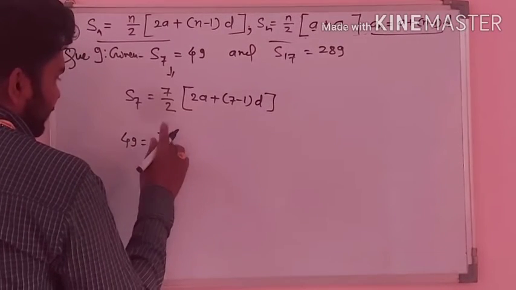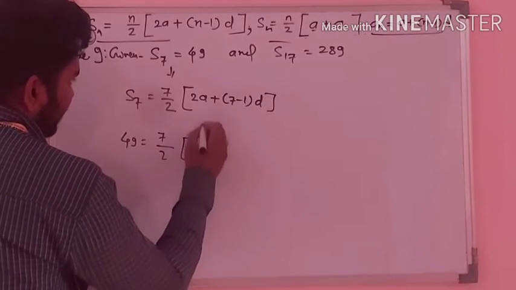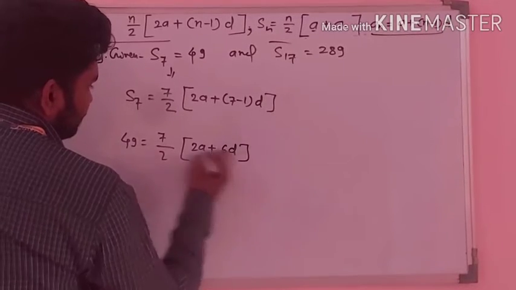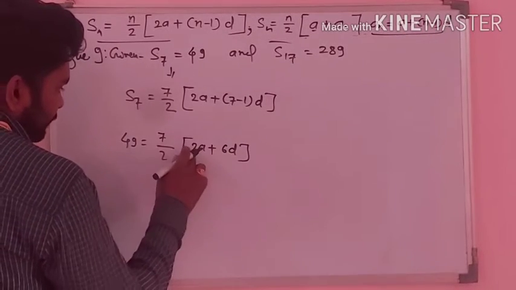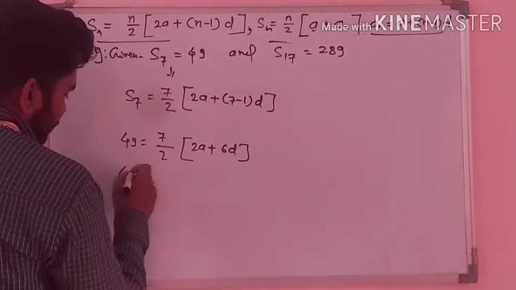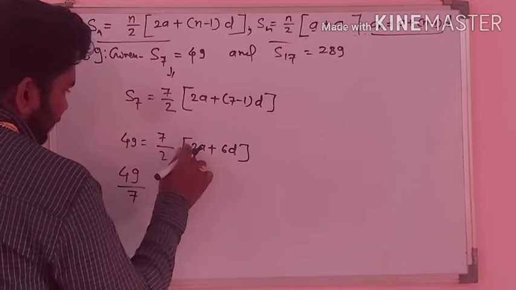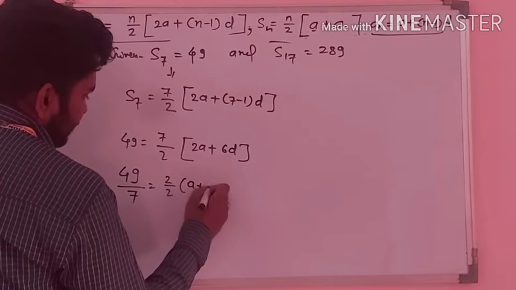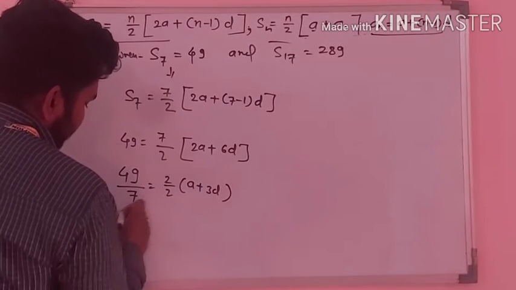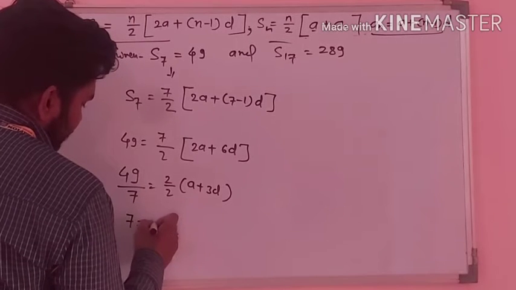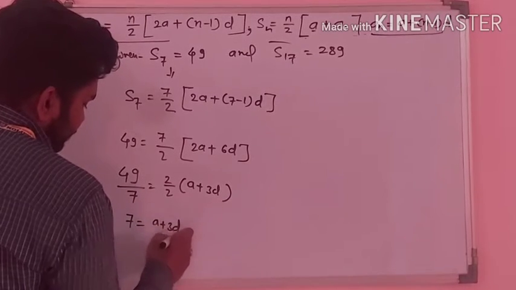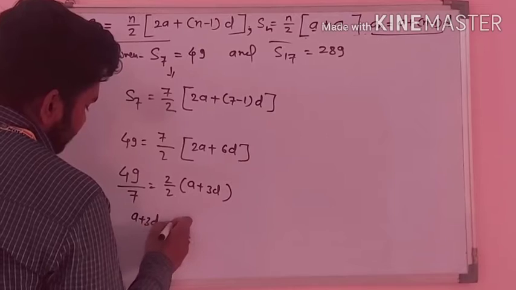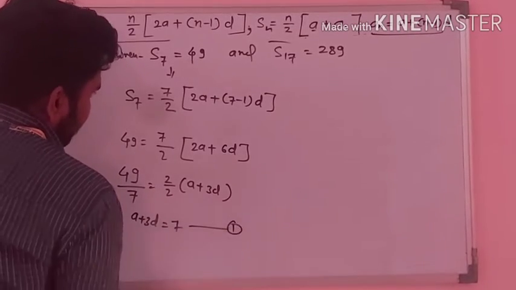Put the value here: 7 by 2 and 2A plus 6D. Here 2 is common, so 2 by 2 and A plus 3D. So here 7 is equal to A plus 3D, or we can write it as A plus 3D is equal to 7, equation number 1.